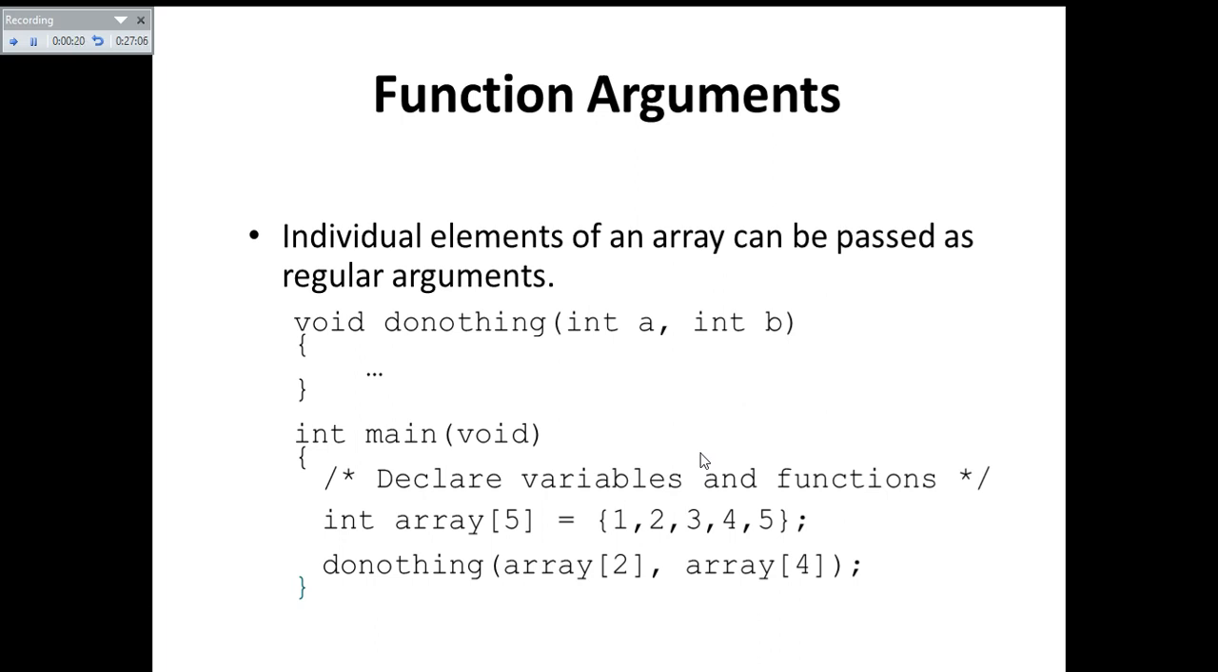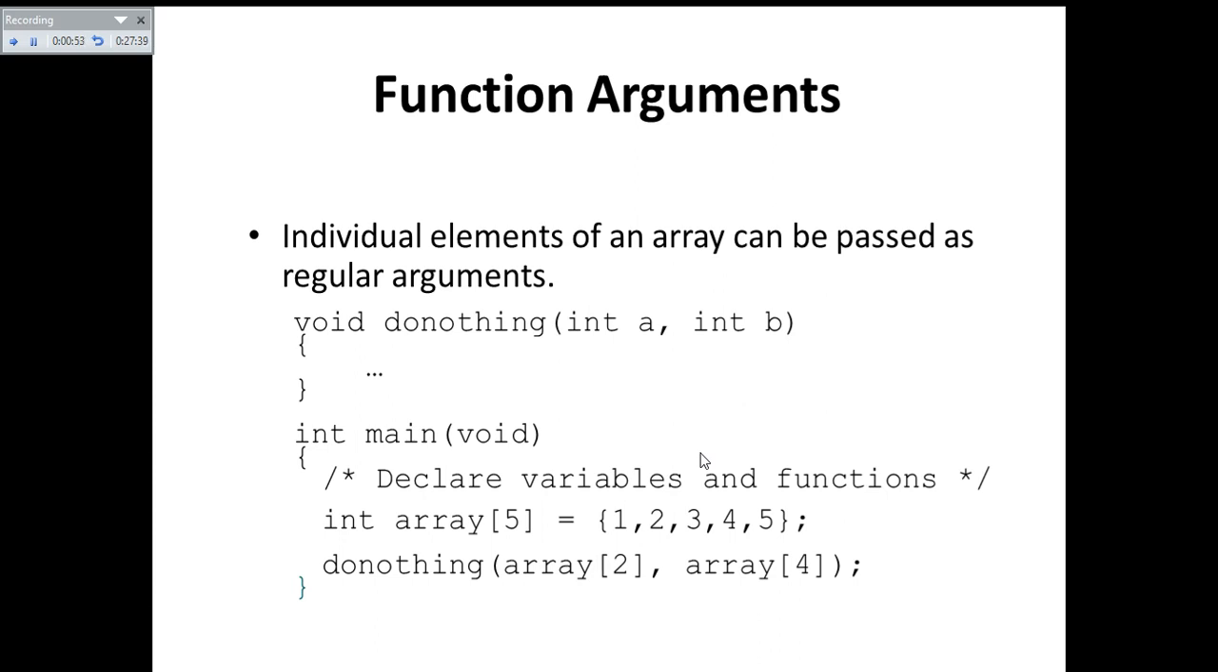Int array of 5 equal to 1 2 3 4 5, these are the values present inside your array: 5 elements, 5 values. Then we call a function with array of 2 comma array of 4. So what we are passing here are individual array elements, array followed by square brackets with the subscript. Array of 2 will fetch you the value 3, and array of 4 will give you the value 5.